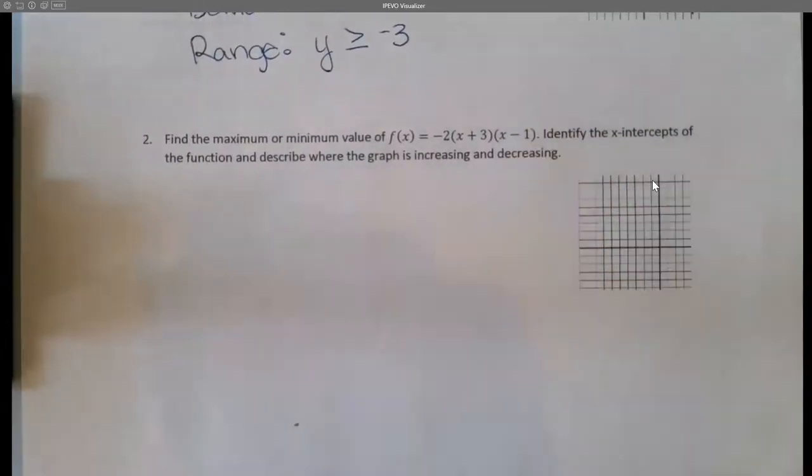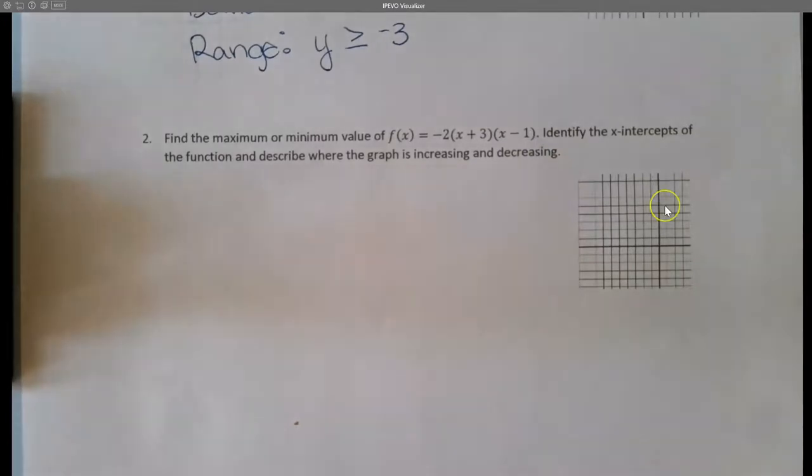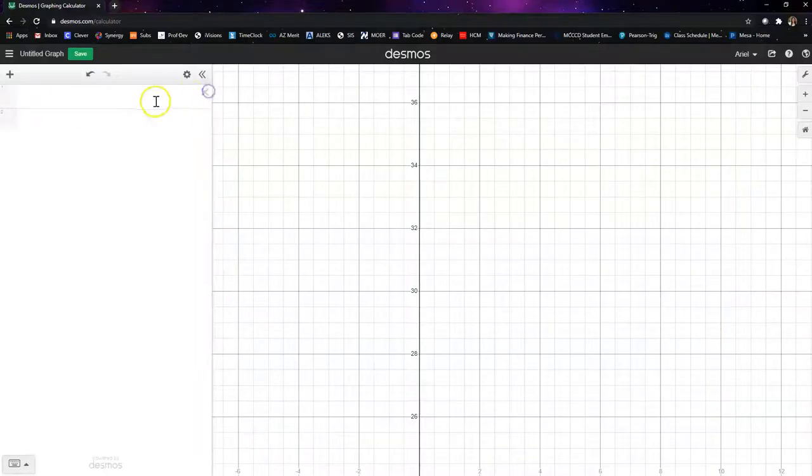This one wants me to find the maximum or minimum value of this graph, and then to identify the x-intercepts of the function and describe where it's increasing or decreasing. Notice this notation is given to me in intercept form. So that'll help me when I'm looking for my intercepts.